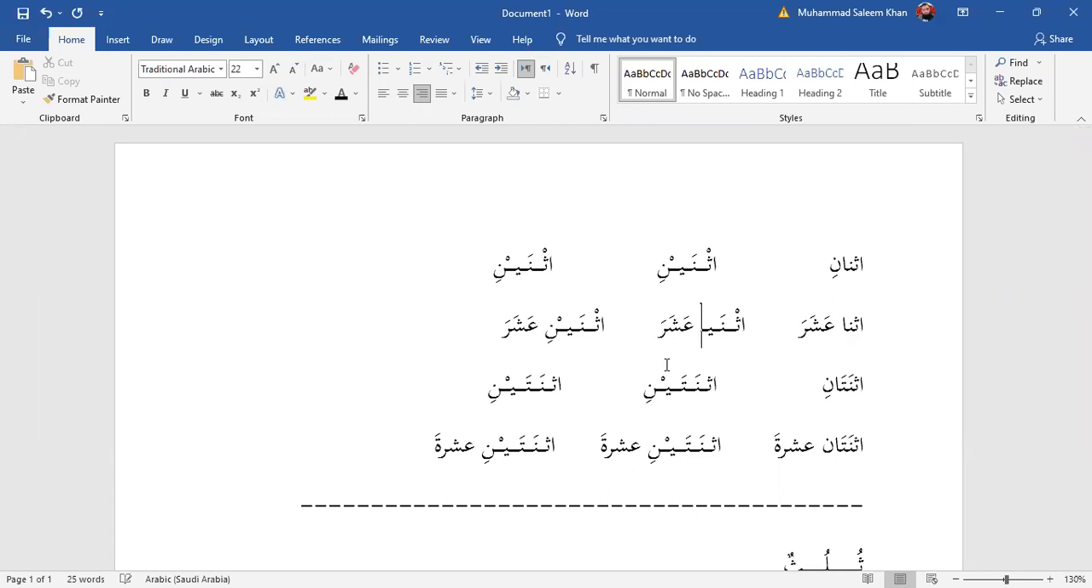So when we drop noon, what is left is ya. So it becomes ithnai ashara, right? And we have discussed that when it is used as marfu, it will be ithna ashara, and when it is mansub, it will be ithnai ashara. And similarly, when it is majroor, it will also be ithnai ashara. So let's say 12 taliban. Then we have ithnatani, ithnataini. So the same thing here, we have to drop noon.